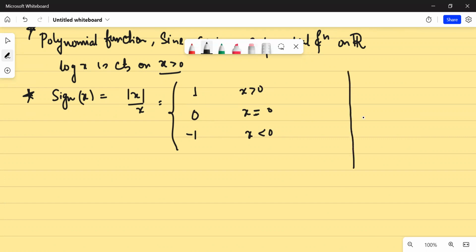Okay, so you can clearly see that at x equal to 0, to the right hand side, your function is 1, and to the left hand side, the function is -1. So clearly at x equal to 0, your function is discontinuous.